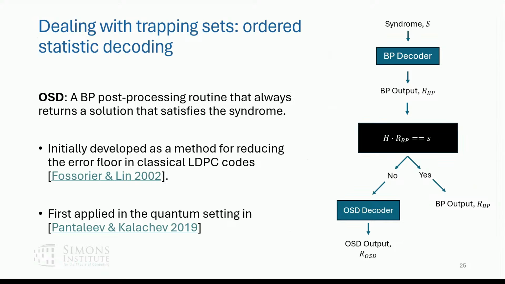Okay, so we have to find some way of dealing with these trapping sets, and perhaps the best way that we know of at the moment is the so-called order statistics post-processing technique. The OSD decoder is a technique for decoding a parity check matrix. It always guarantees a solution that satisfies the syndrome. It's existed for a while, so it was initially developed as a method for lowering the error floor in classical LDPC codes, and it was first applied in the quantum setting by Panteleev and Kalachev in 2019. The idea behind the belief propagation plus order statistics decoder is we first run belief propagation. If that belief propagation output satisfies the syndrome, then great, we simply output the BP solution. If not, then we call the OSD decoder and output the OSD decoding.